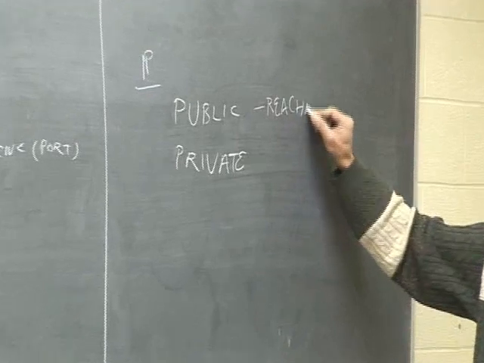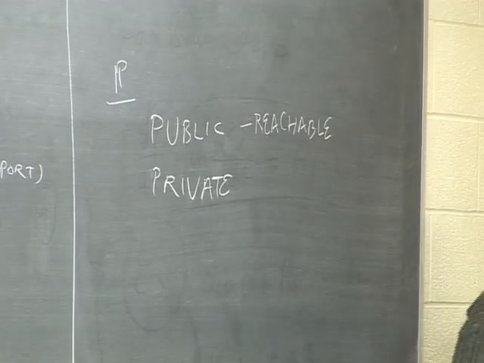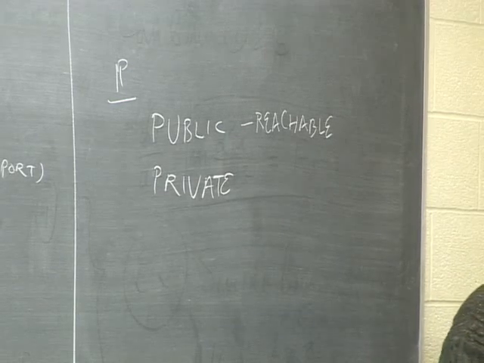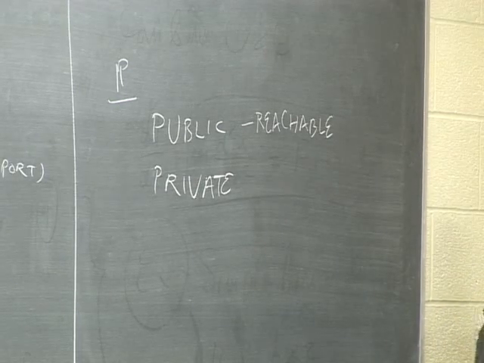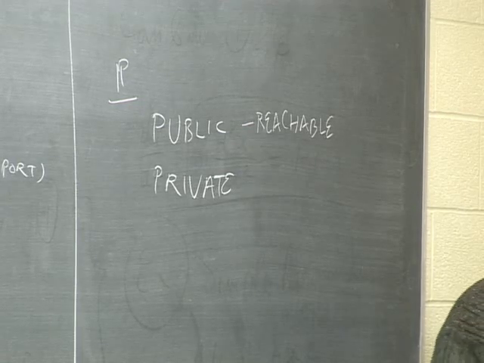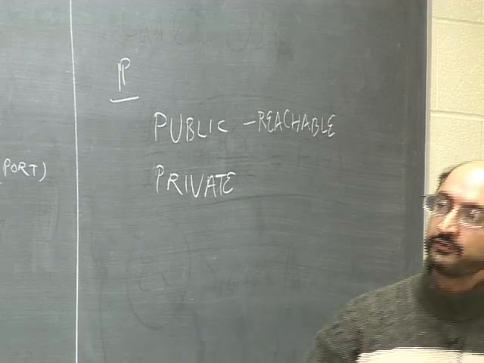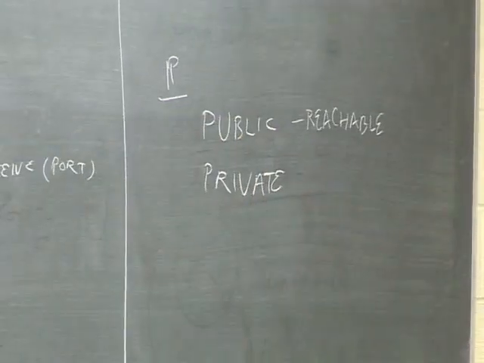Now, however, there are some addresses which have been defined to be private. And by private, what they mean is that these are not reachable. These are local. These have no meaning outside of your local domain. So let's go back to our tin can and string analogy over here.